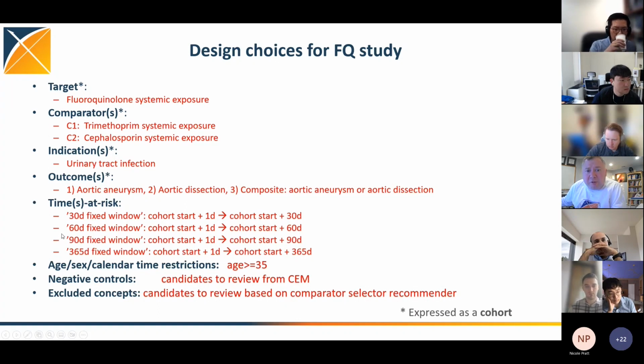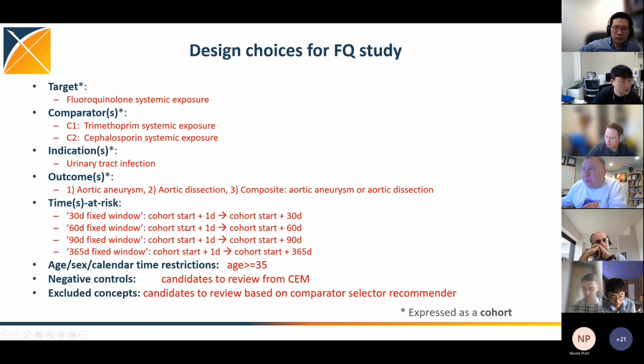Interesting thing that was proposed in the protocol was that there is not yet clinical consensus about the time at risk associated with fluoroquinolone exposure and the outcome, with the prior papers having a quite variable set of windows that they explored. And so it was proposed that we investigate 4 different time at risk windows: a 30-day fixed window, a 60-day fixed window, a 90-day fixed window, and a 1 year or 365-day fixed window.